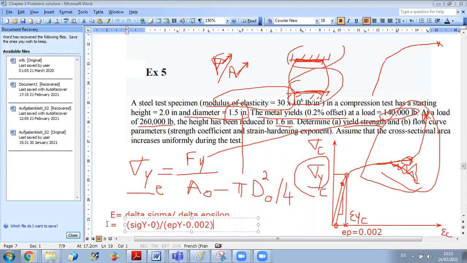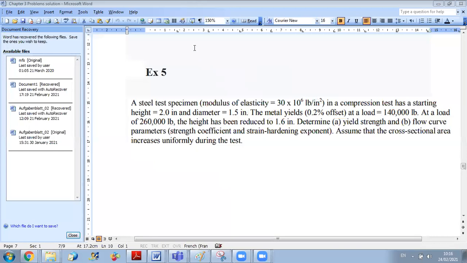So if I rearrange my terms, my unknown is epsilon yield, so I get that epsilon yield is equal to sigma yield over the modulus of elasticity plus 0.002. From here I can get the value of epsilon yield needed, and this is the engineering value. Once I have the engineering values, I know that to calculate the strength coefficient and strain hardening exponent, I should base myself on true values of stress and strain.